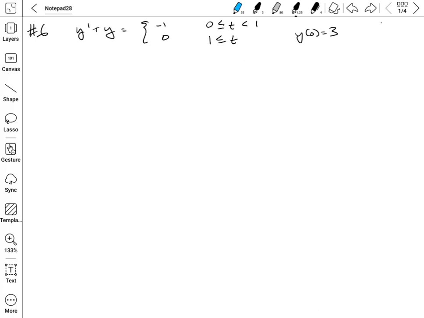So the first request today was problem 6 on the review, so it's this piecewise Laplace problem. Our approach is going to require taking Laplace of that piecewise part, so we're going to need to convert that to something that uses the step function like we're used to taking Laplace of. So we're going to use that u of t minus 1 since there's a discontinuity at t equals 1.